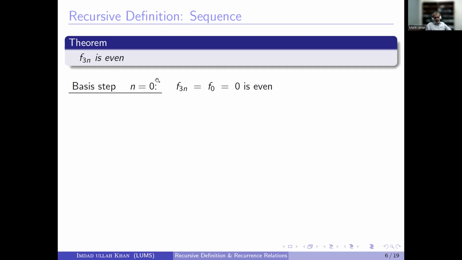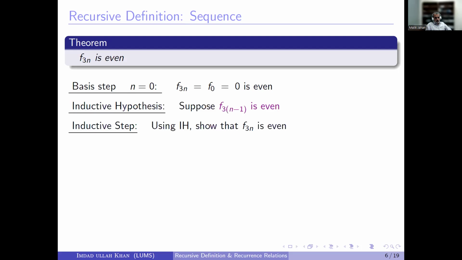So our base case is n is 0. F3n will be F0, which is 0, the first Fibonacci number, as we know from the recursive definition of Fibonacci numbers. We know that F0 is 0, so the base case is proven. Now we suppose that F3n minus 1 is even, and based on this inductive hypothesis, we are going to build the truthfulness of F3n, that the next third Fibonacci number is also even.